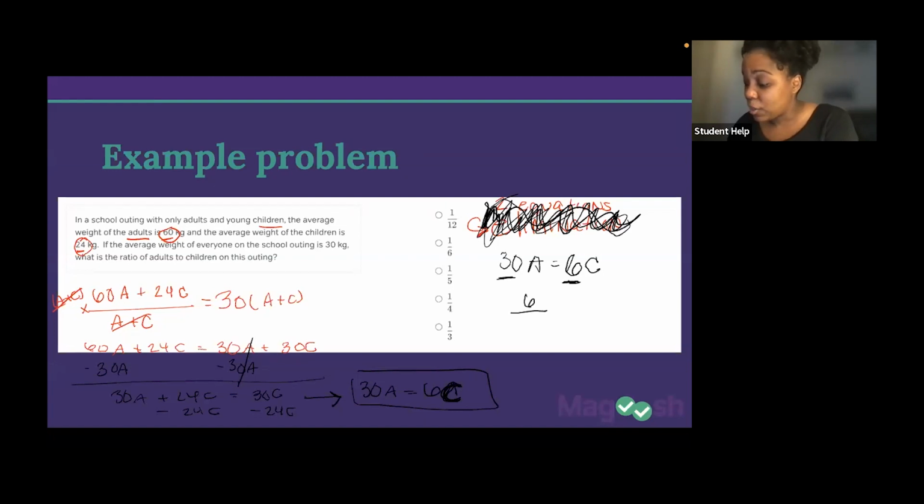Okay, so with this, if you got 30a equals 6c, then here are your ratio numbers. You want your ratio, it's going to be 6 over 30, right? Which is 1 over 5. You could also have just divided by 6 on each side, and that still would have given you 1/5.